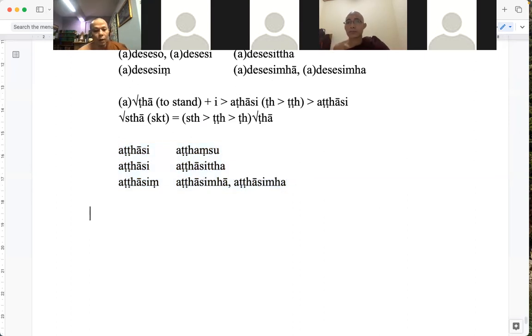In the same way, we have another root, root da. Root da means to give or to offer, dana, to offer. So here also we have adasi for the third person singular. And then for the third person plural, adamsu, maybe only the adamsu in this way.